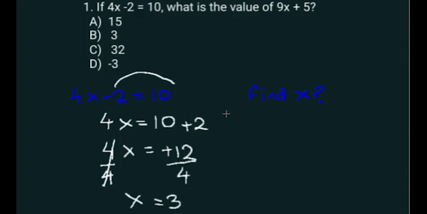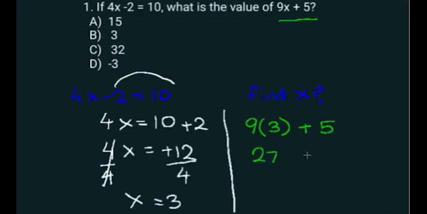Now let's do the second part, and we're going to concentrate on the 9x plus 5. So 9x, the x is replaced by the 3 from the first part. Add your 5 in. So let's multiply out and let's see our final result. So 27, which is 9 by 3, plus 5 will give a total of 32. So the answer will be C.